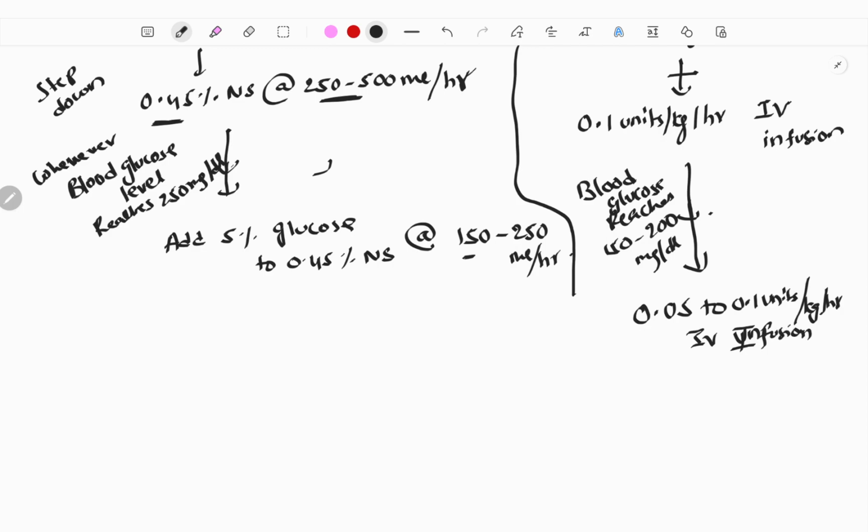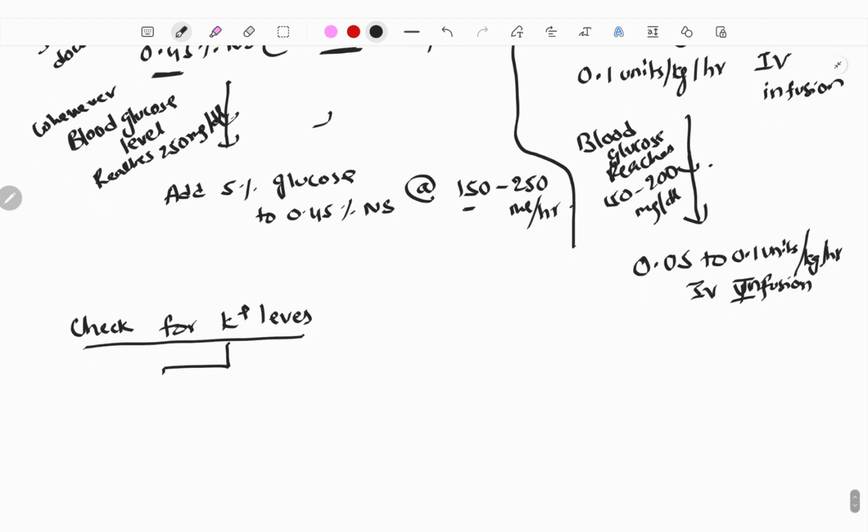See, whenever we are giving insulin, we need to check for potassium levels in the blood. Insulin is an enemy of potassium. So whenever we have given insulin, it reduces the potassium levels. So we need to check for potassium levels. If it is reduced, we need to supplement it.